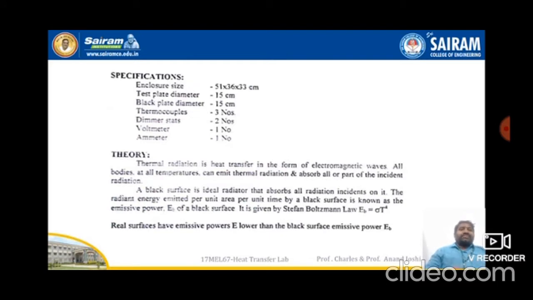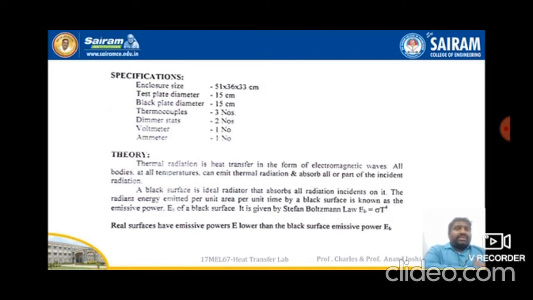Here some specifications are given. The enclosure size is 51 by 36 by 33 centimeters, the test plate diameter is 15 centimeters, and the black body plate diameter is 15 centimeters. There are 3 thermocouples, 2 thermostats, 1 voltmeter and 1 ammeter.